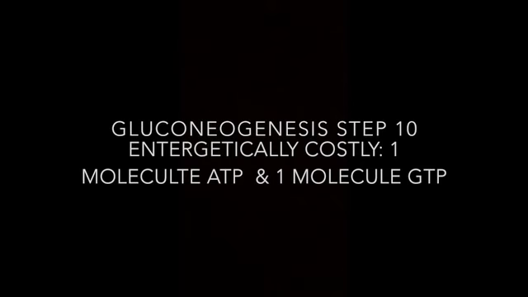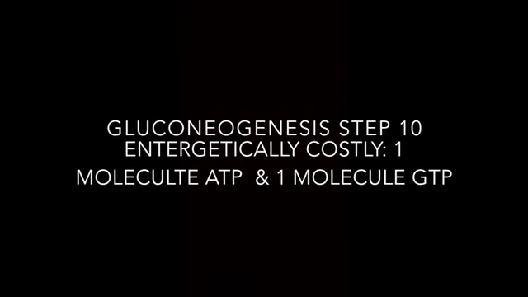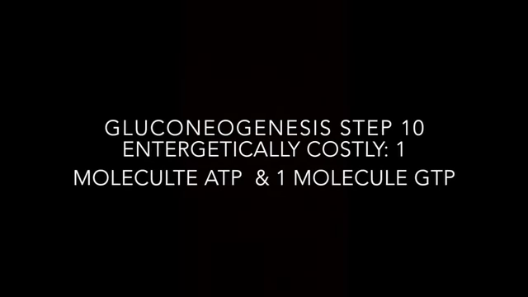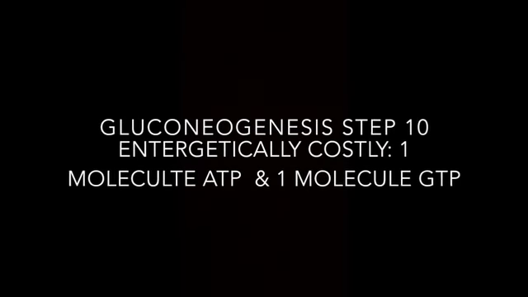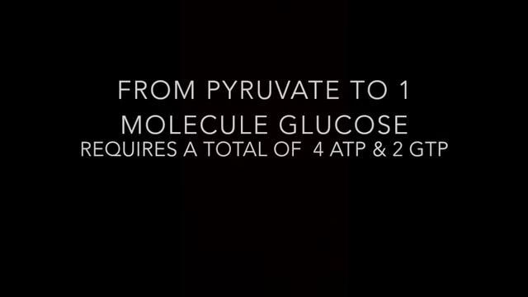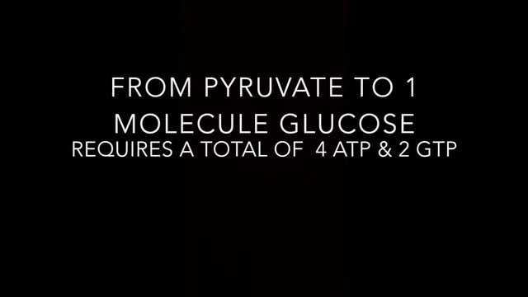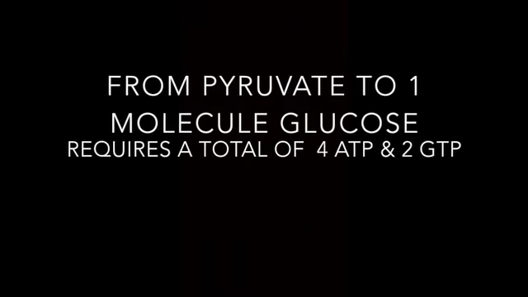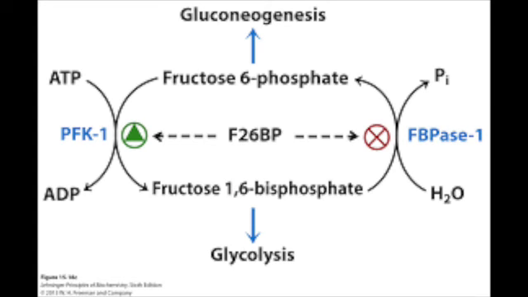Some bypass reactions required for gluconeogenesis are energetically costly. An example of this is the reversal of step 10, which consumes 1 molecule of ATP and 1 molecule of GTP. Altogether, it costs 4 molecules of ATP and 2 molecules of GTP to produce a single molecule of glucose through gluconeogenesis. Because of this, gluconeogenesis processes must be very closely monitored by the cell.